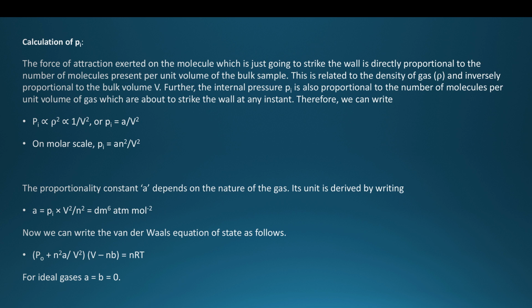The proportionality constant here depends on the nature of the gas. Its unit can be derived as shown here. It comes out to be dm^6 atmosphere (dm^6 atm mol^-2). Now we can write the van der Waals equation including the pressure correction term and volume correction term as shown here: (P + n²A/V²)(V - nB) = nRT. For ideal gases, A equals B equals 0.